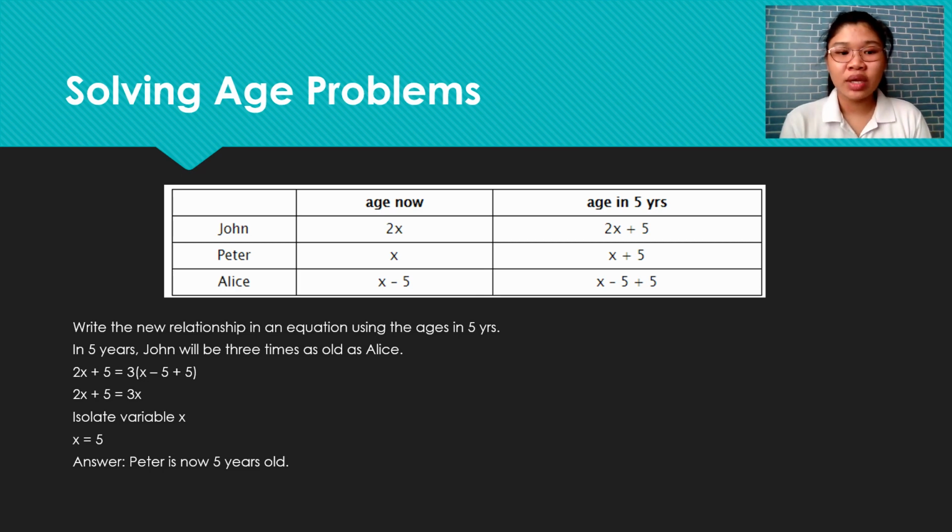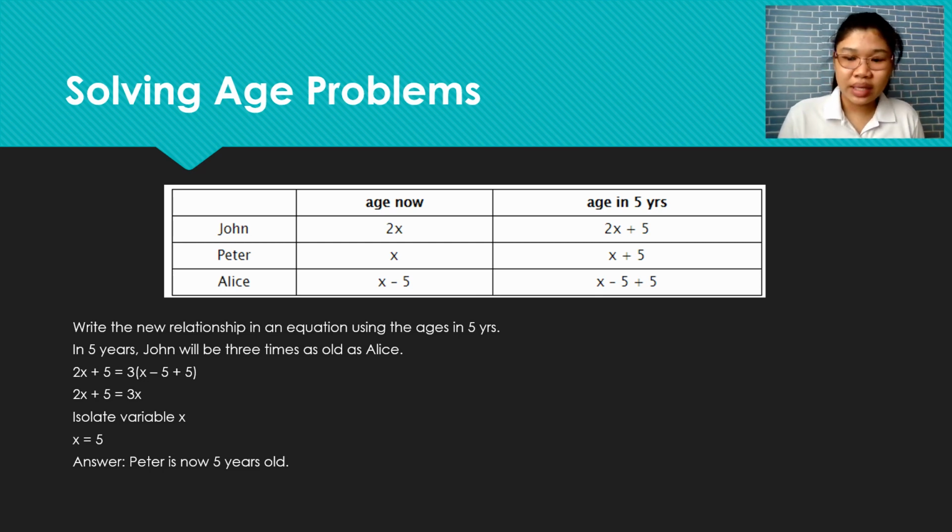So 2x plus 5, that is the age of John in 5 years, is equal to 3 times as old as Alice. Meaning the age of Alice in 5 years, that is x minus 5 plus 5, multiplied by 3. So we have our equation now. We can solve for x. So 2x plus 5 is equal to 3x.